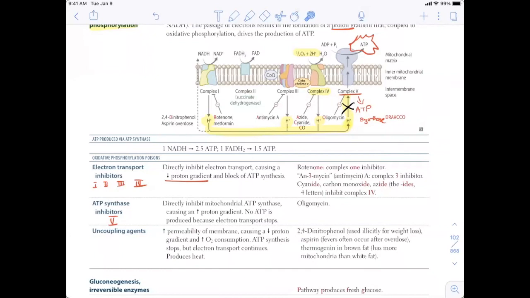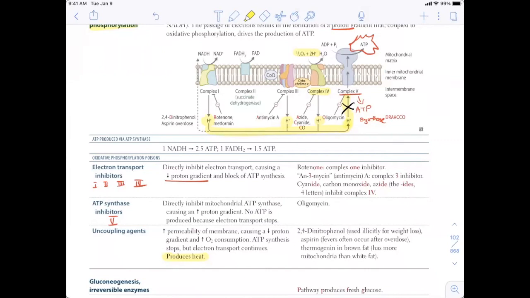refilling. So all they're doing here, and you must remember this, very importantly, uncoupling agents generate heat because the system is working harder than normal because we have a leak. We're losing these protons and we're not able to generate ATP. So what are examples of uncoupling agents? 2,4-DNP, dinitrophenol, can do this. Aspirin, especially after overdose, can do this as well.